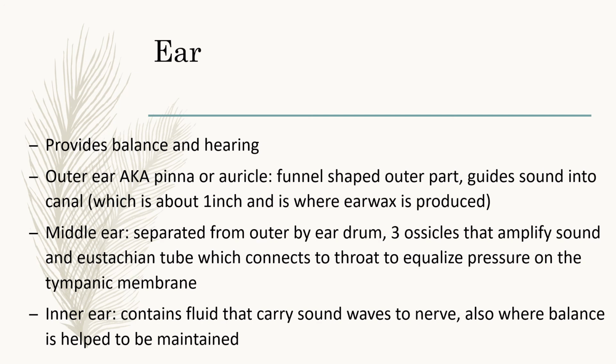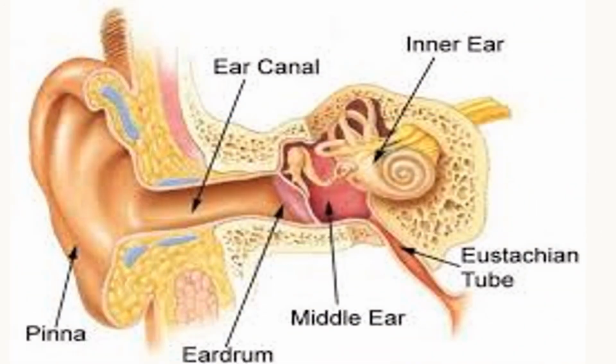Your tympanic membrane is like your eardrum. Then you have your inner ear, and it contains the fluid that carries the sound waves to the nerve. It's also where your balance is. And here's a picture for you to understand what exactly you're seeing. You've got your pinna on the outside, then your ear canal, then your eardrum, your middle ear, your inner ear, and your eustachian tube.